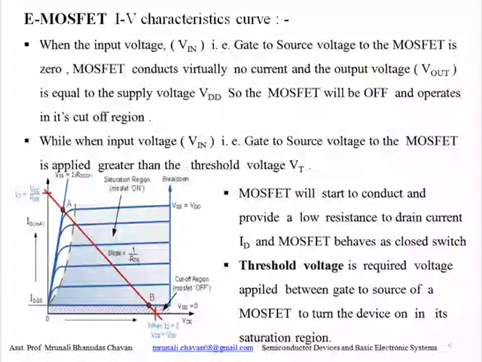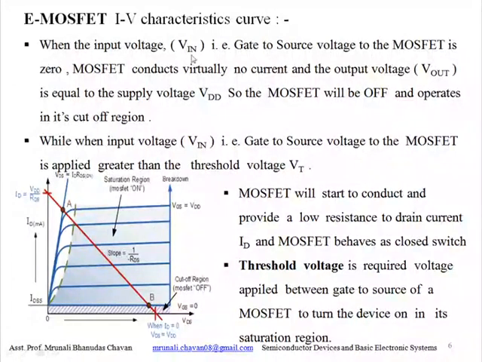Okay, let us see further. First we will look over the IV characteristic curve of E MOSFET. As we see this IV characteristic curve in working of E MOSFET, we have to use the two regions of this E MOSFET, that is the saturation region and cutoff region. So we will see first the cutoff region and saturation region.